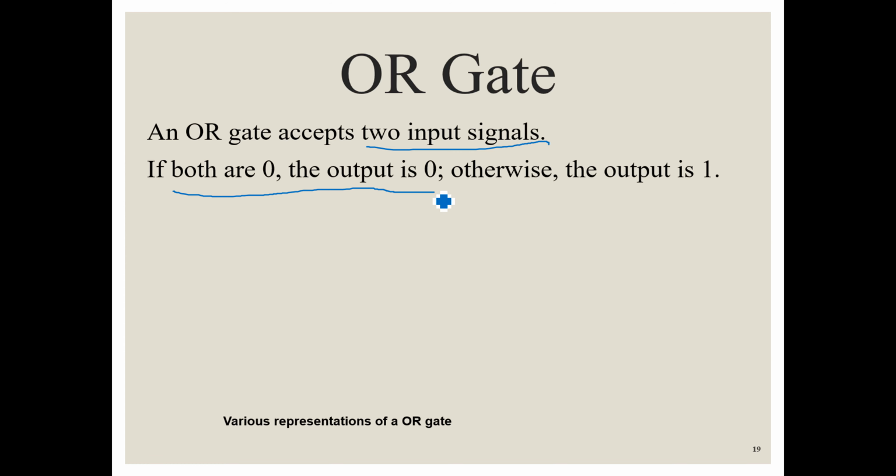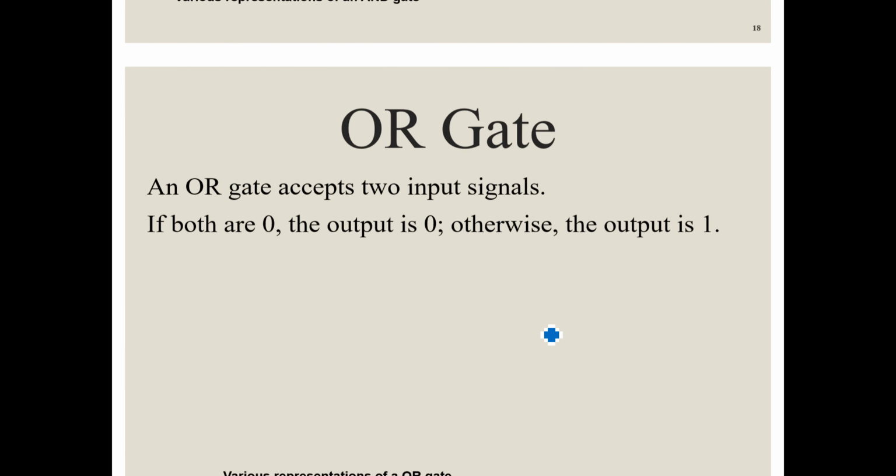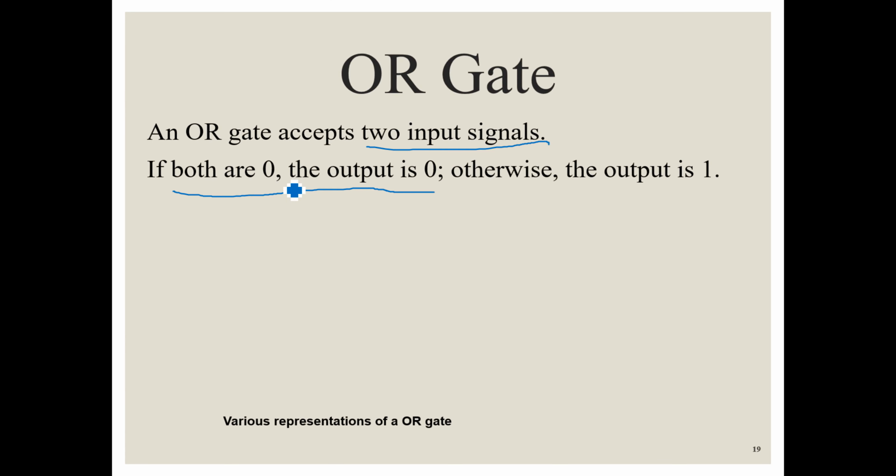What is actually happening here? In the previous case, in the AND gate, it's a multiplication. Multiplication means 0 into 0 is going to be 0, 0 into 1 is going to be 0, 1 into 0 is going to be 0. But when it comes to the OR gate, if both are 0, the output is going to be 0. Here we are going to add the two numbers. As I told in the previous slide, the OR gate expression is X equal to A plus B.